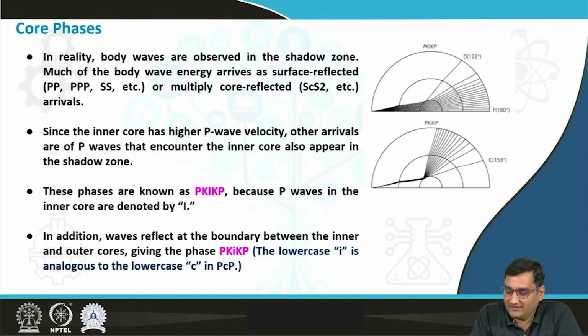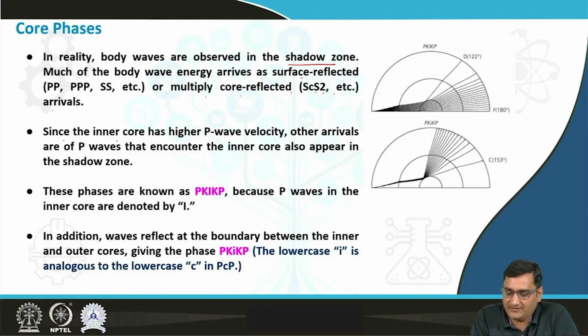In reality, body waves are observed in the shadow zone. So the shadow zone that we were talking about between 98 to 145 degrees is for the direct wave. But in this zone you can also record the P wave energy or the body wave energy in the form of PP wave or PPP wave or SS wave. So much of the body wave energy arrives as surface reflected or multiply core reflected SCS2 or SCS3 etc. arrivals.